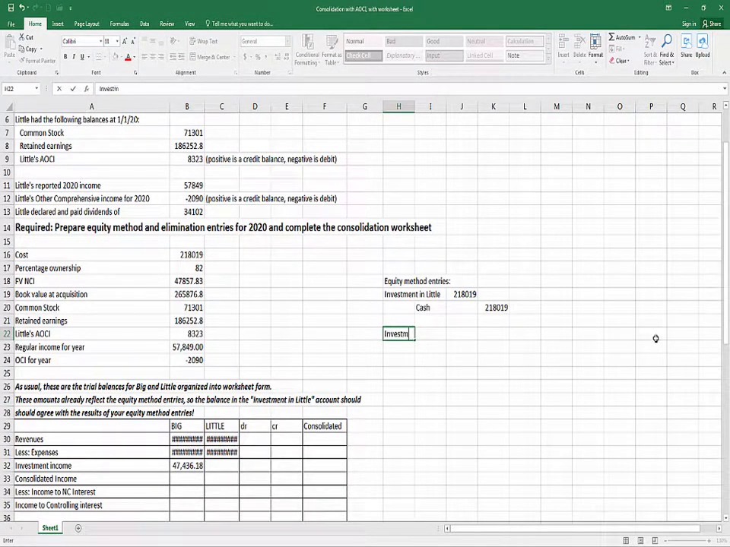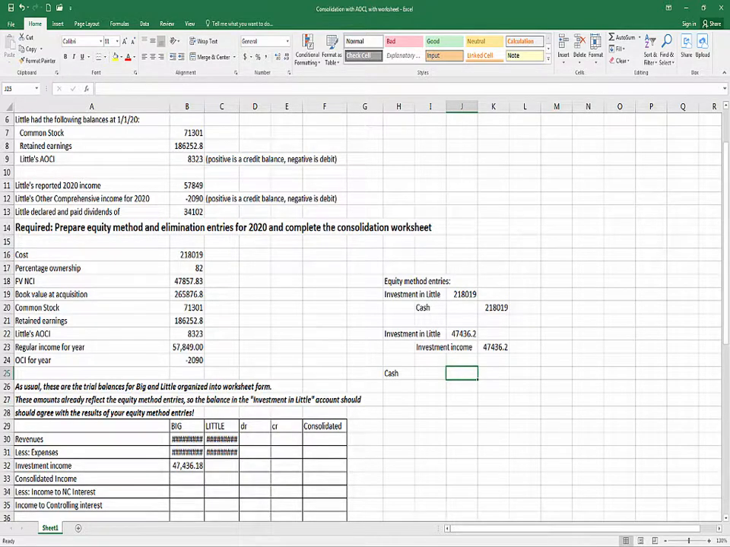So income, our share of Little's reported earnings, and again, our share is 82%, times their reported earnings of $57,849, and so that's our investment income. Dividends, we're going to receive our share, 82%, of the dividends for the year, $34,102, and that's going to reduce our investment.